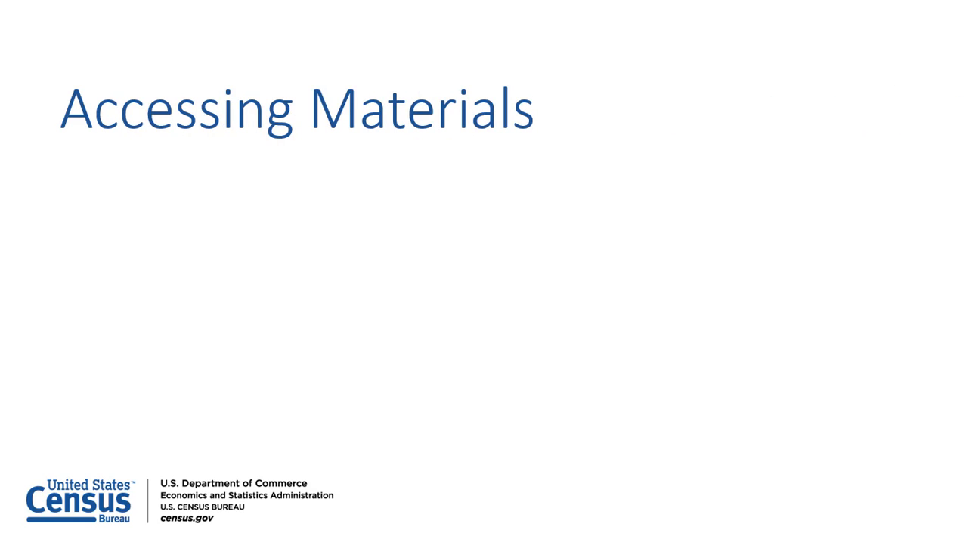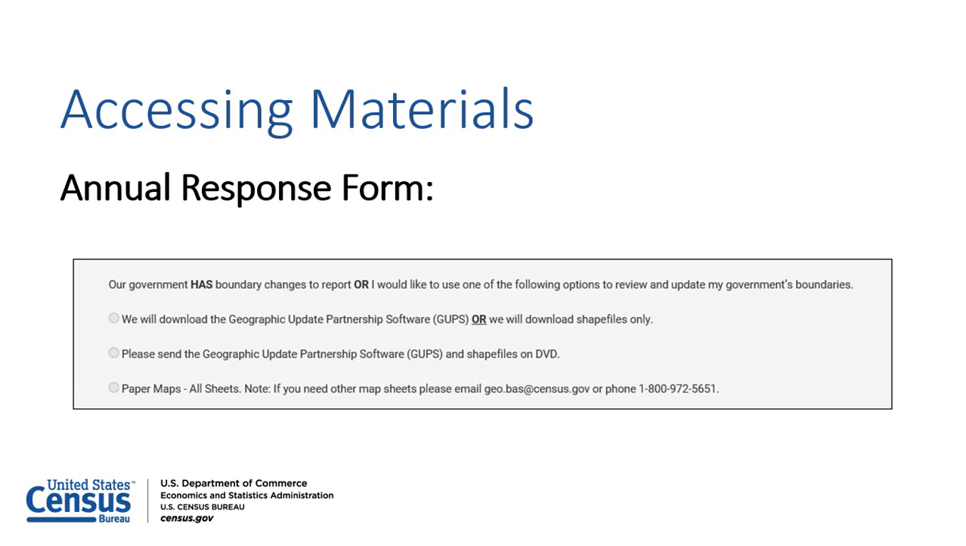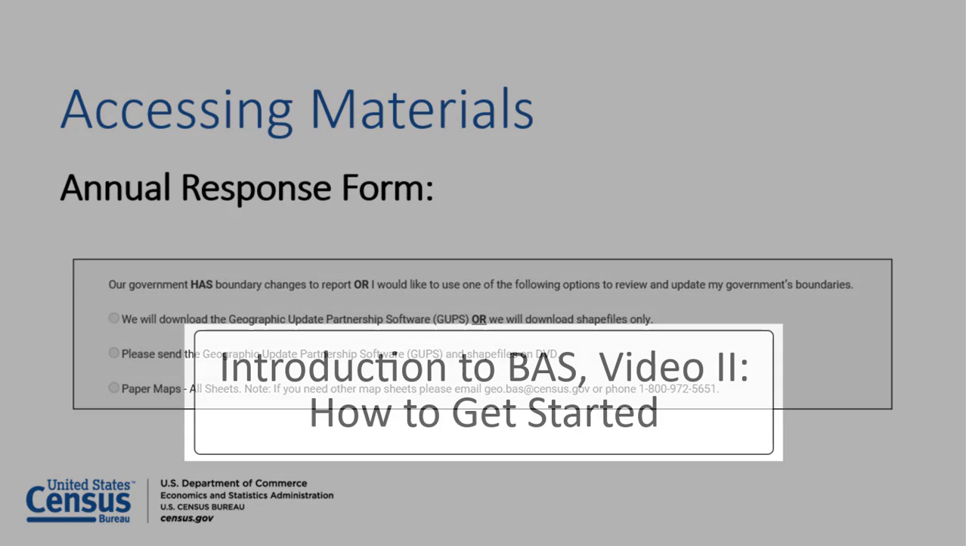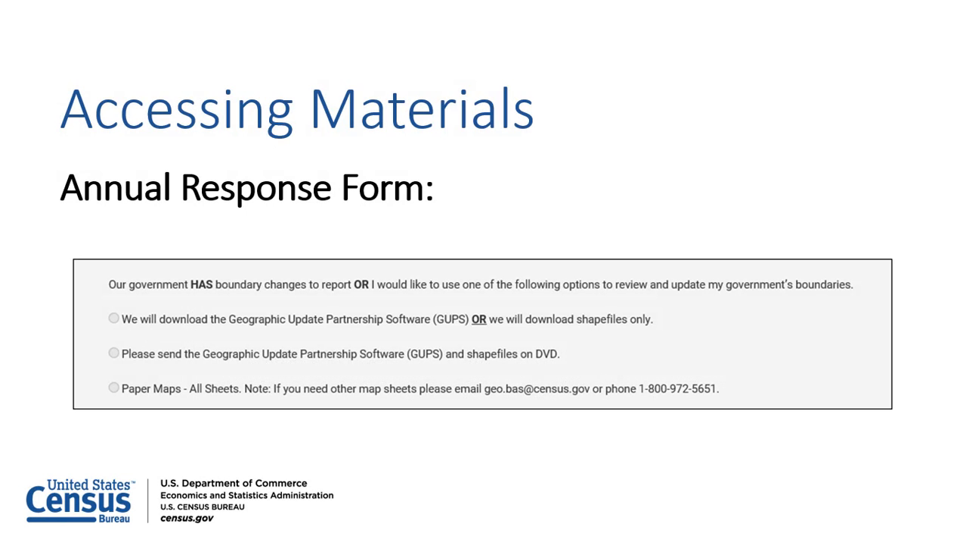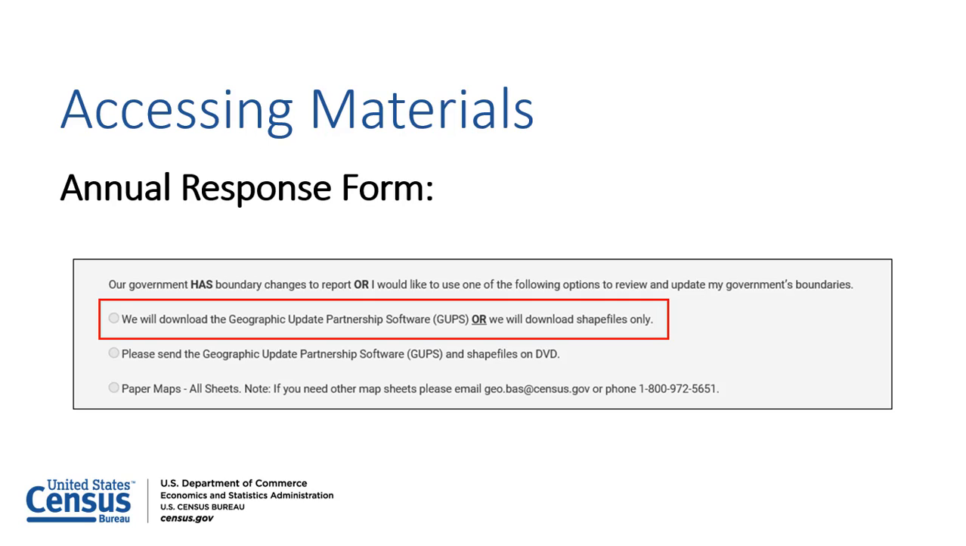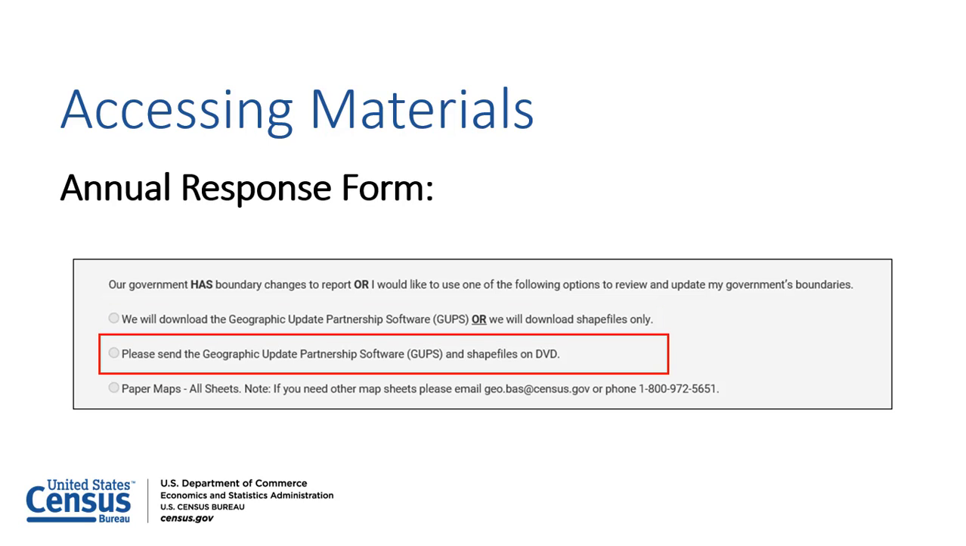Prior to getting started with the BAS Partnership Toolbox, BAS participants should begin their submission by completing the annual response form. For step-by-step instructions on how to do this, refer to Video 2 of the Introduction to BAS video series. Governments who have boundary changes to report and wish to use the digital BAS response method to make their updates have two options for obtaining program materials. They may download the partnership shapefiles from the BAS website, or request a data disk containing the partnership shapefiles from the Census Bureau.